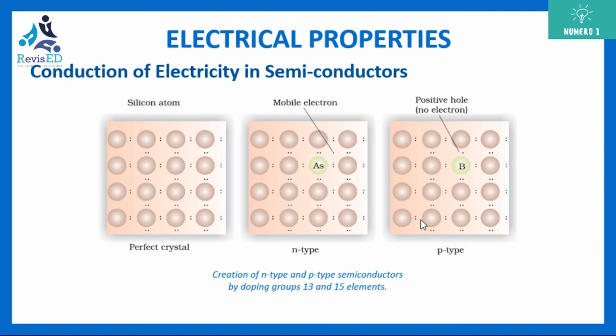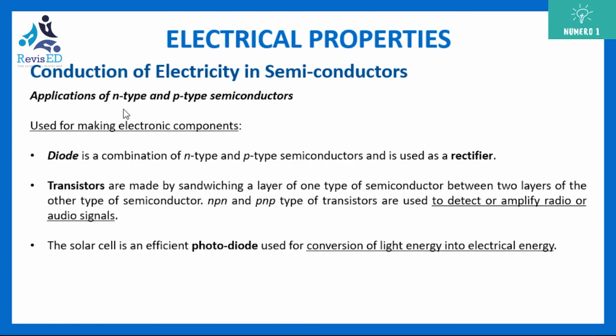Apart from this, we see the applications of n-type and p-type semiconductors. Where do we use such semiconductors? One use is the diode. We use the PN junction, that is n-type and p-type combined together, as a rectifier. You will see this in physics: there is a half wave rectifier as well as a full wave rectifier. A rectifier is a device which converts AC into DC.